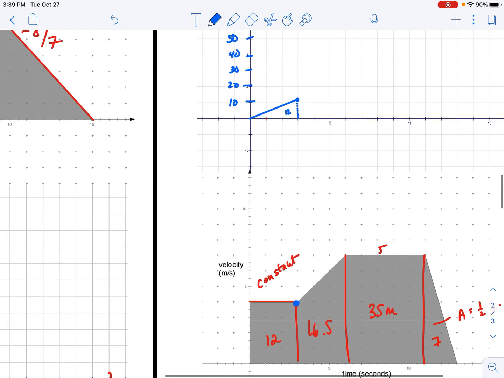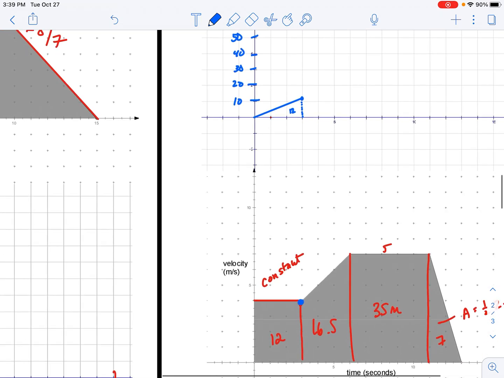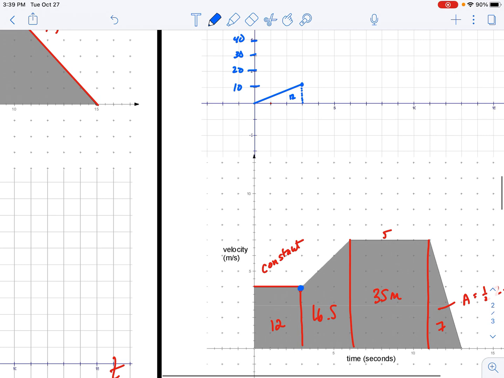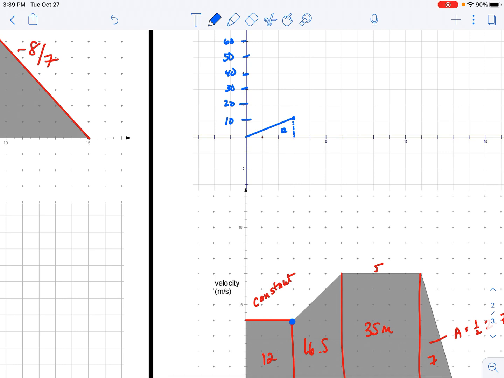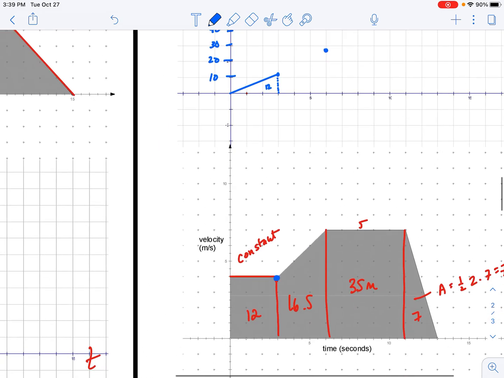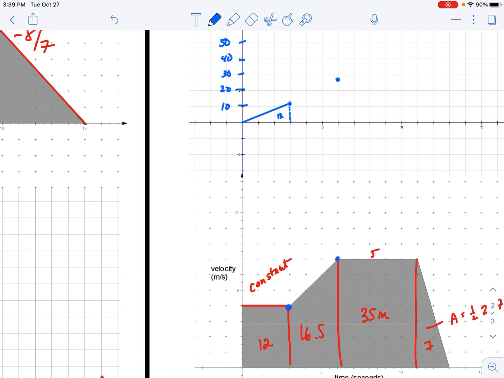Okay, now for the next segment, the object travels a total of 16.5, which is going to put it at 28.5. So 28.5 is almost to 30. Now here's the thing though, the slope starts at 4 and it increases. Look what velocity we end at. We ended at a velocity of 7, which means this portion is going to curve up. This has a slope of 4. This has a slope of 7.